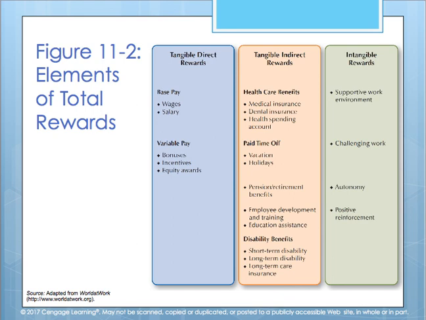Here's some other ways of looking at the elements, and this was adapted from worldatwork.org. Other indirect rewards that are tangible would be our healthcare benefits, having paid time off, and disability benefits. Something intangible would be having autonomy, where you can make decisions without the bureaucratic kind of, well, I have to now wait for. I have the autonomy to make the decisions without prior approval, right?